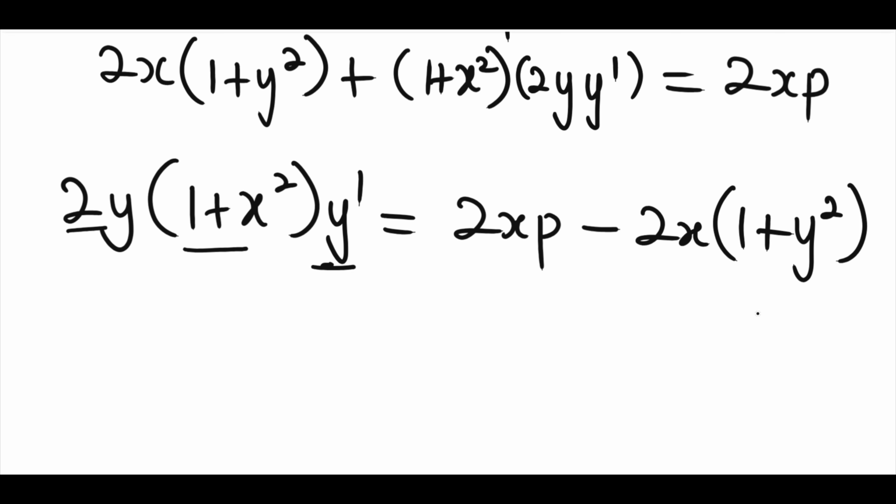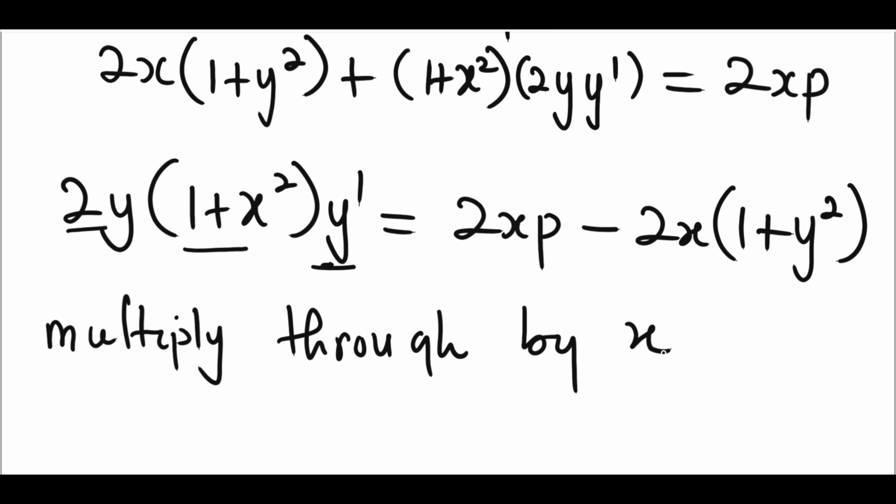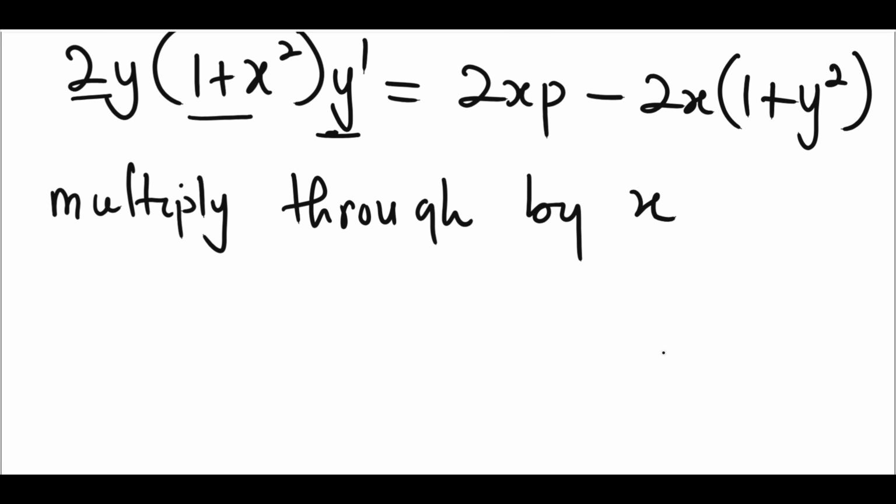All right. Then we have to also work on the right hand side. Since there's no x in the expression on the left hand side, we need to multiply every term by x. So multiply through by x, and this will give us 2xy, then open bracket 1 plus x squared.